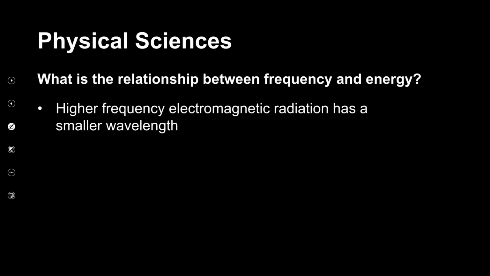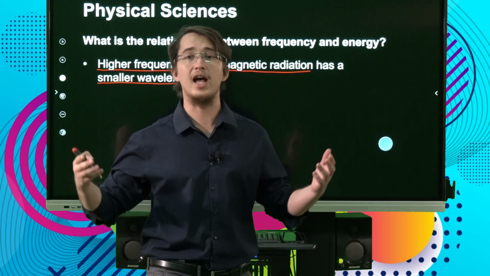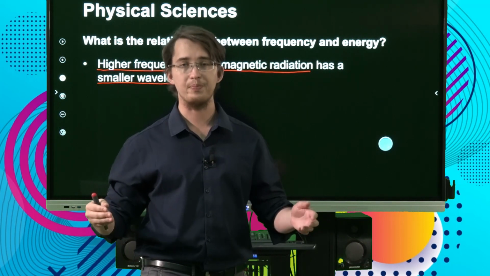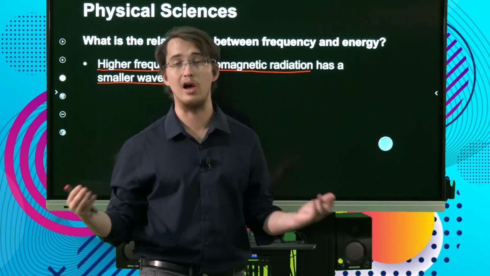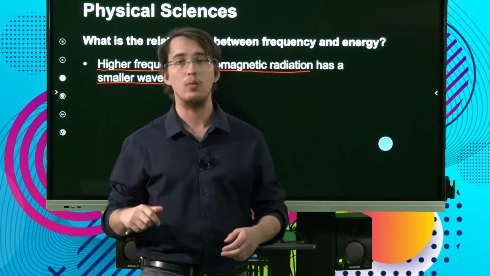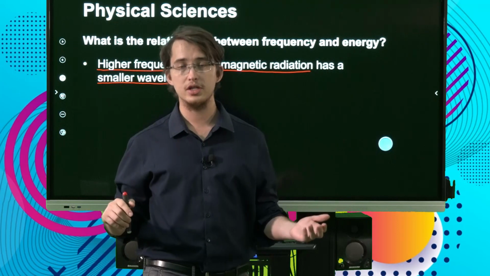From our work on the spectrum of electromagnetic radiation, we already know that higher frequencies of electromagnetic radiation have smaller wavelengths. Do you remember this from last time, where we looked at electromagnetic radiation with different frequencies and then saw that as the frequency got larger, the wavelength tended to get much smaller? Well, is there more to this? Let's have a look.